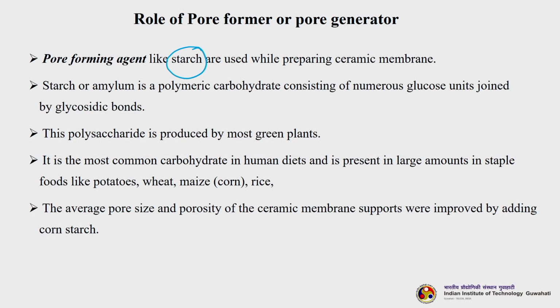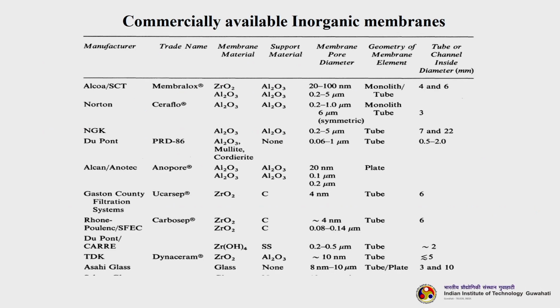With this we come to the conclusion of this lecture, wherein we have understood what ceramic membranes are, how they are prepared, and what their properties, advantages and disadvantages are. Before we wind up, we will just quickly go through this particular slide, which tells us about the different types of commercially available inorganic membranes. The first column tells us the names of the manufacturers. You can see different companies like DuPont, NGK, then TDK, and the trade name. The next column is the trade name of the membrane.